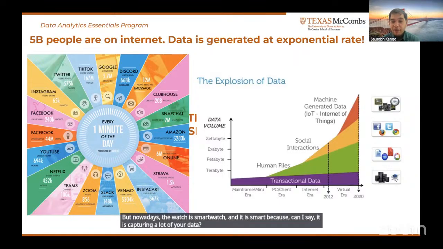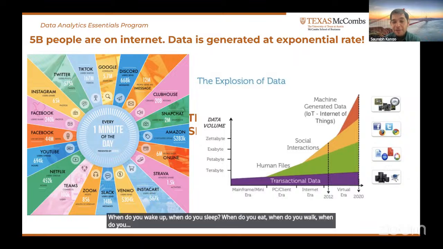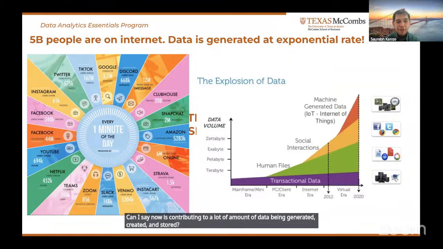When do you wake up? When do you sleep? When do you eat? When do you walk? When do you run? All of that information is captured by this watch, right? A simple watch which used to just give us the time is now contributing a large amount of data being generated, created, and stored. Do you agree with that?